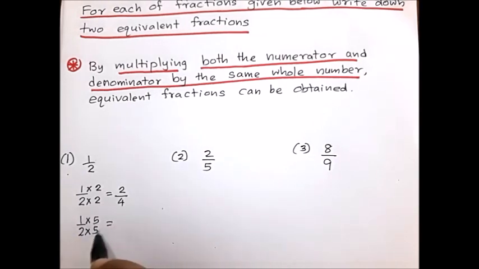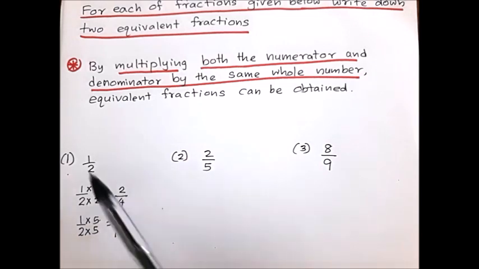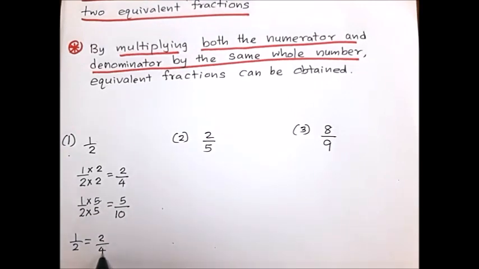You can write any whole number, 1, 2, 3, 4, 5, 10, 20, any whole number. But these two should be same. Multiply both numerator and denominator by same whole number. If you write 10 here, you have to write 10 also. Now what is the answer here? 1 multiplied by 5, 5. 2 multiplied by 5, 10. Now we can say half, 2 over 4, 5 over 10. These three are equal. And these two are equivalent fractions to half. Half equal 2 over 4 equal 5 over 10.